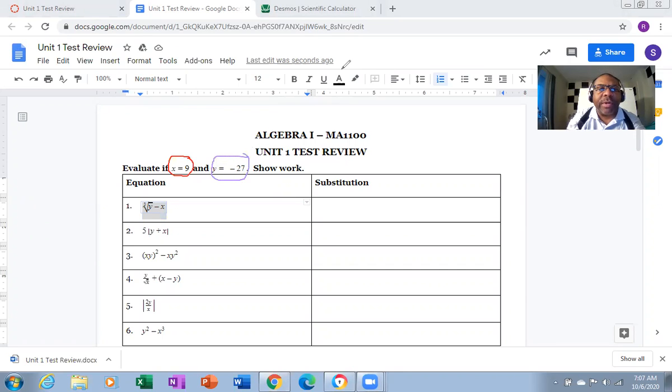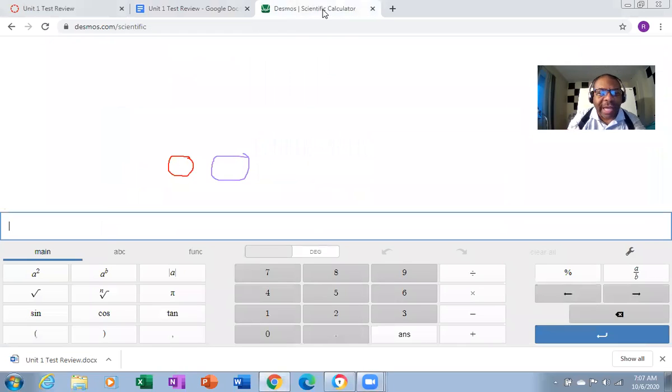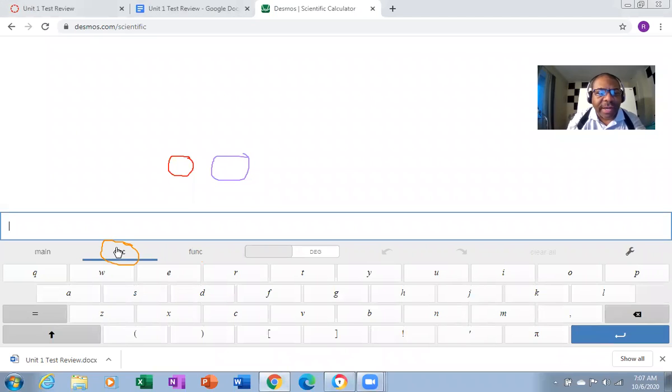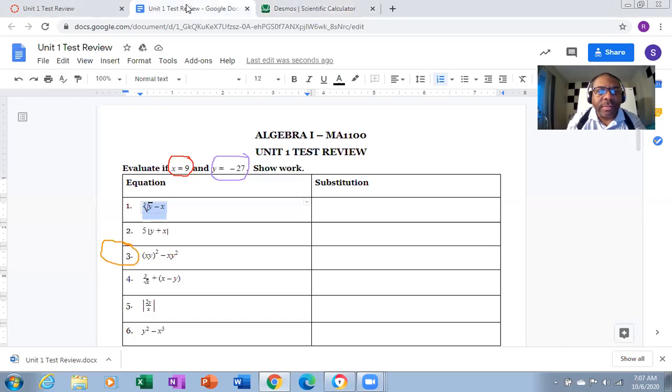So in Desmos, what I want to do is assign the variables. I'm going to click right here where it says A, B, C. You see where it says A, B, C? I'm going to click right there and flip this. Now I'm going to type in, oh, let's go back. It's x equals 9 and y equals negative 27.